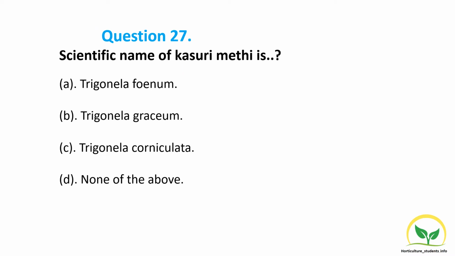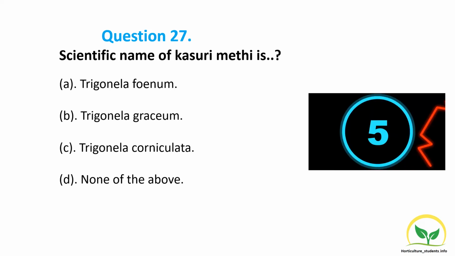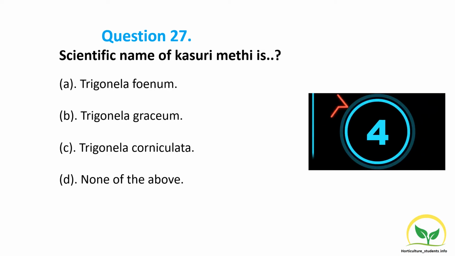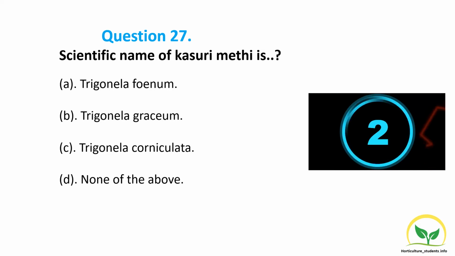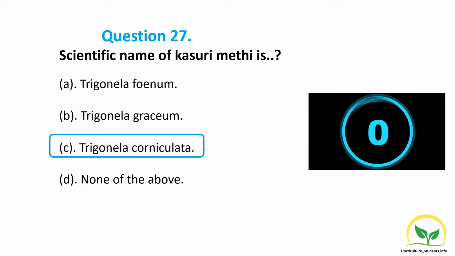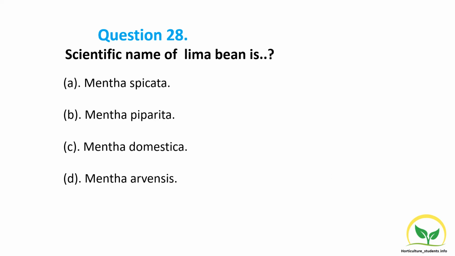Question 27. The scientific name of kasuri methi is: A. Trigonella foenum-graecum, B. Trigonella gracilis, C. Trigonella corniculata, D. None of the above. Answer: C. Trigonella corniculata.